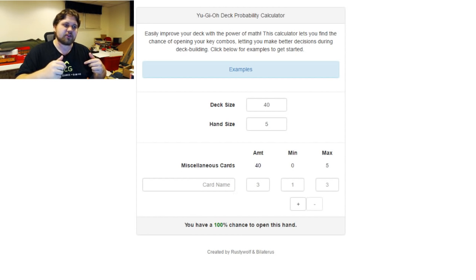I will leave the link to it in the description, and this allows you to plug in numbers and find out the probabilities of opening specific cards or combinations of cards.